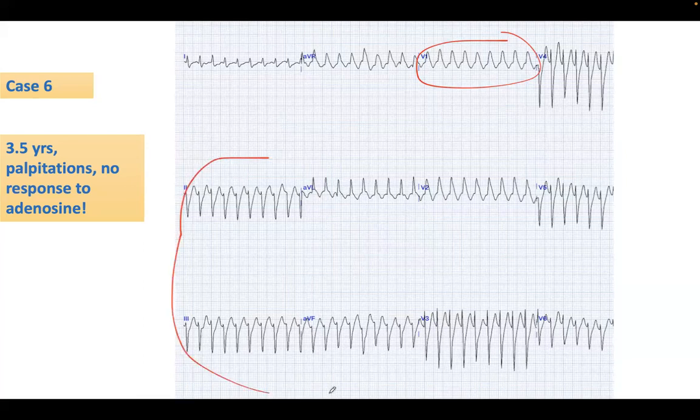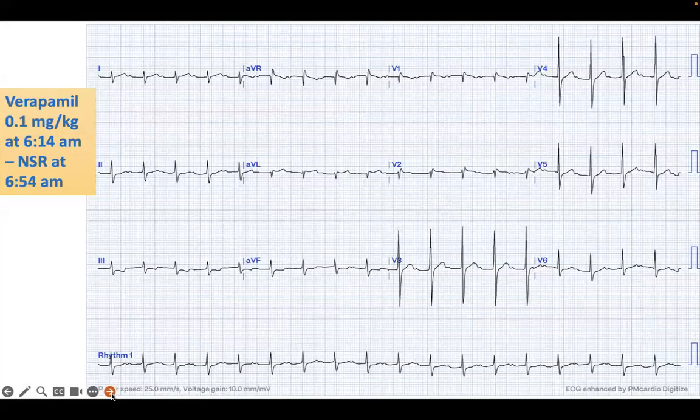What comes in and is VT for sure? Are you aware of any type of VT that causes left axis, right bundle? In pediatrics, a benignish VT. It's a difficult question, but I'm sure you heard of it. Fascicular VT, the verapamil sensitive one. Excellent. So we gave verapamil.